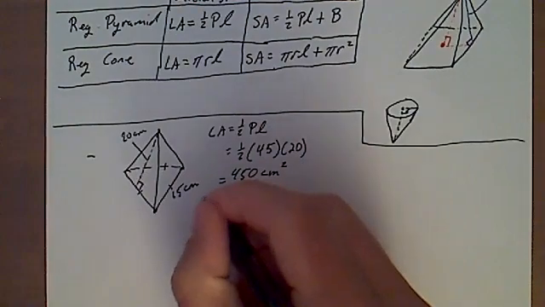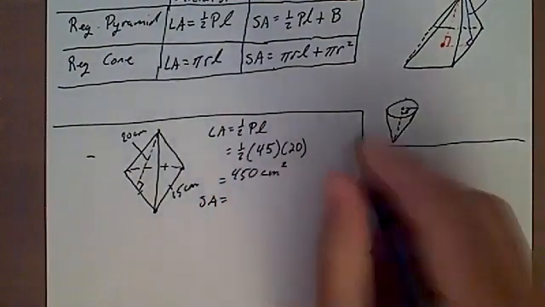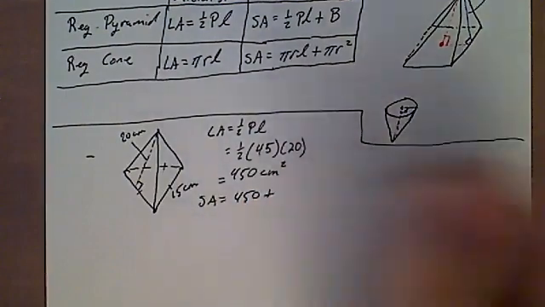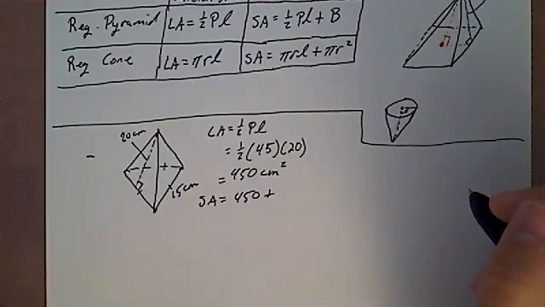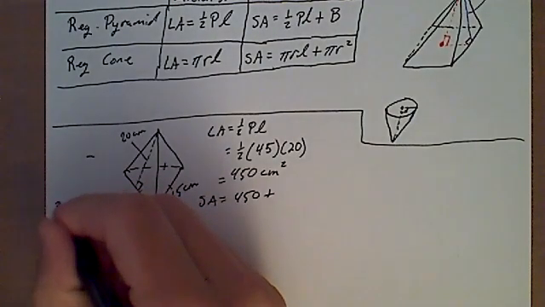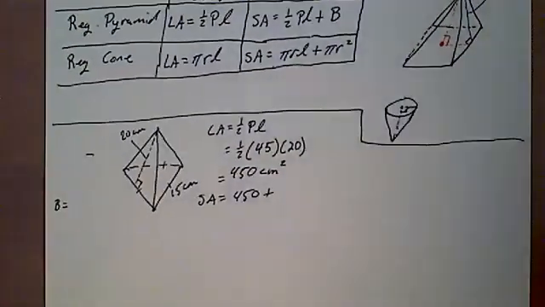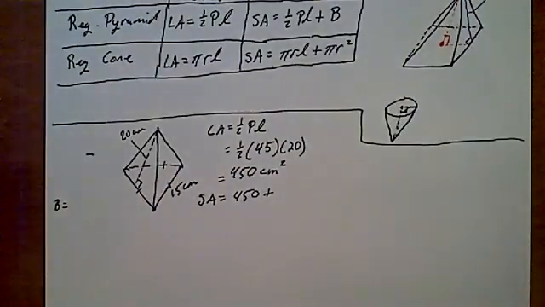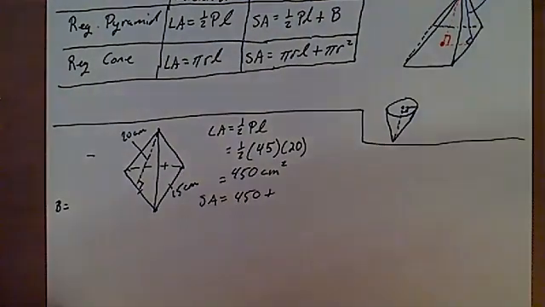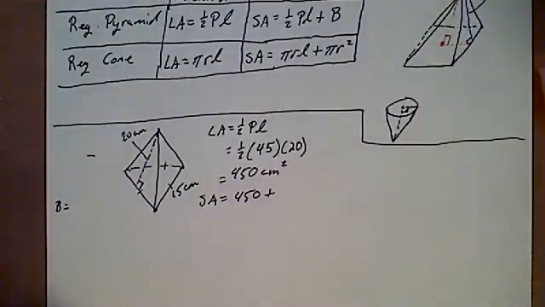Lateral area. Surface area is going to be that lateral area plus the area of the base. Right? What is the area of our base here? Well, it's a triangle, right? So there's actually two different ways we could find it. It's a right triangle. Sorry, it's not a right triangle. It is a regular triangle.